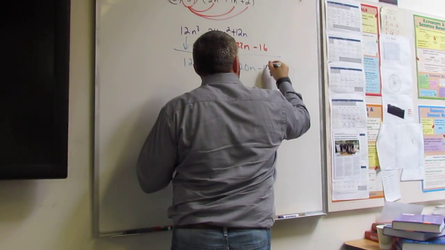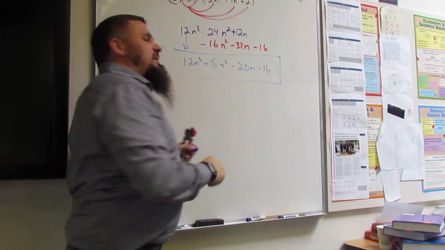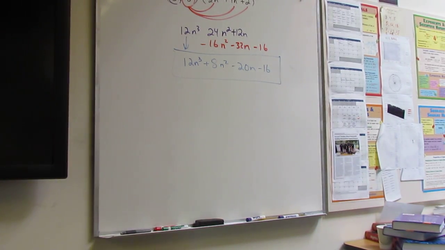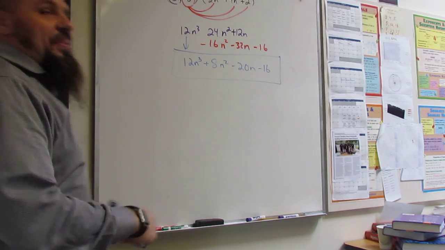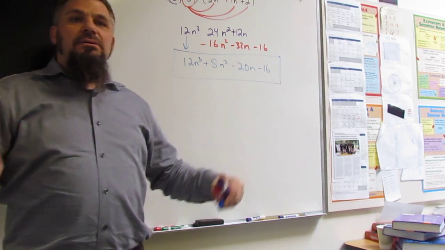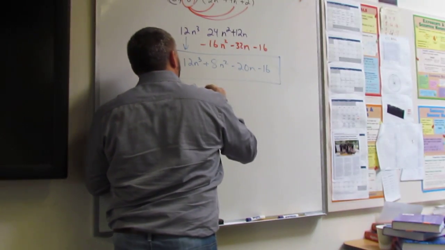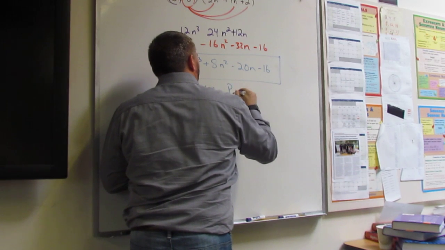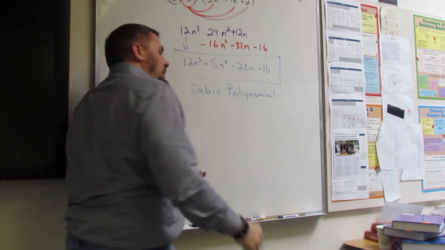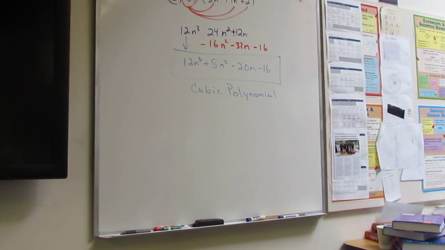Okay? And if I were to ask you what kind of polynomial this is, is this a monomial, binomial, trinomial, or polynomial? Polynomial. Good. What type is it? Is it linear, cubic, quartic? Cubic. There you go. So it's a cubic polynomial. Okay? All right.